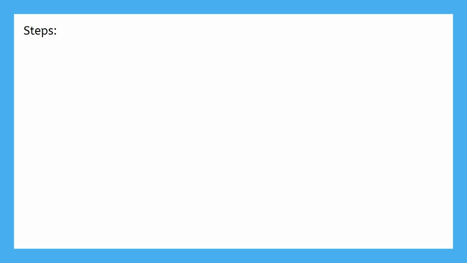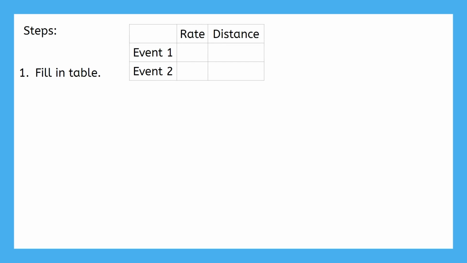Now let's look at the steps we can use to solve distance, rate, time problems. There are 4 steps, and the first says to fill in the table. The table looks like this. You put the rate for the first event here, and the distance for the first event here. The rate for the second event goes here, and of course, the distance for the second event goes there. Then we move on to step 2. This says to set up an equation.